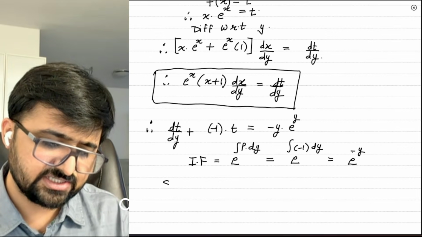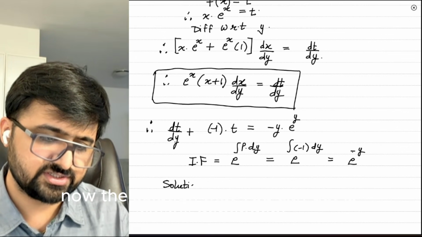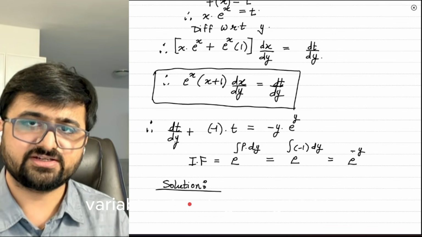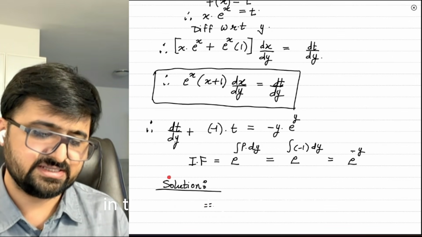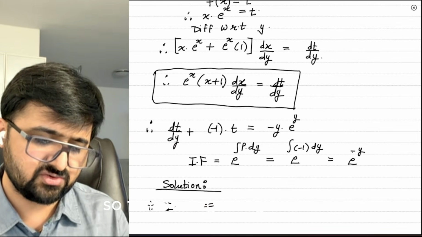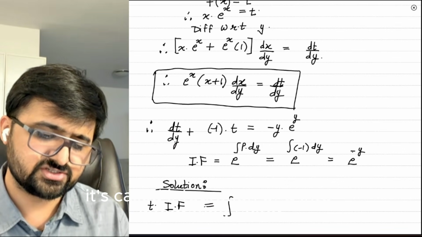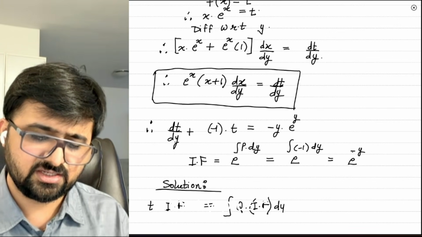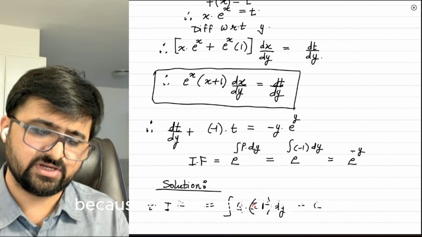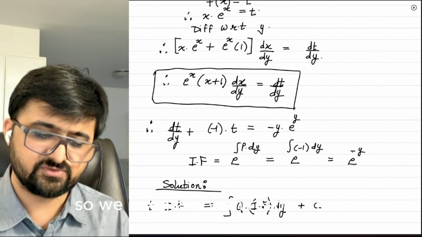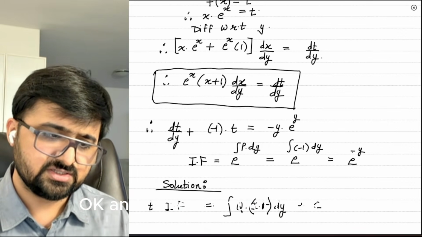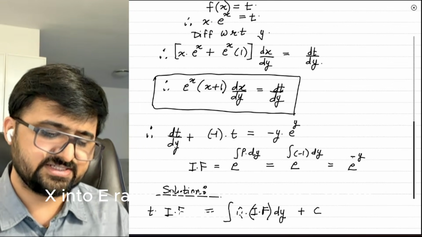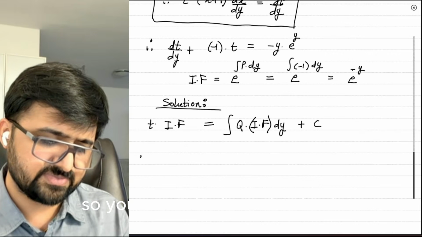Okay, now the solution that you can get is always dependent variable into integrating factor. In this case, the dependent variable is t. So t into integrating factor is equal to integration of q into integrating factor into dy plus c, because q and integrating factor both are functions of y. So we integrate with respect to y. Okay. And remember that t was x into e raised to x. t was x into e to the power x. So you can substitute that back.